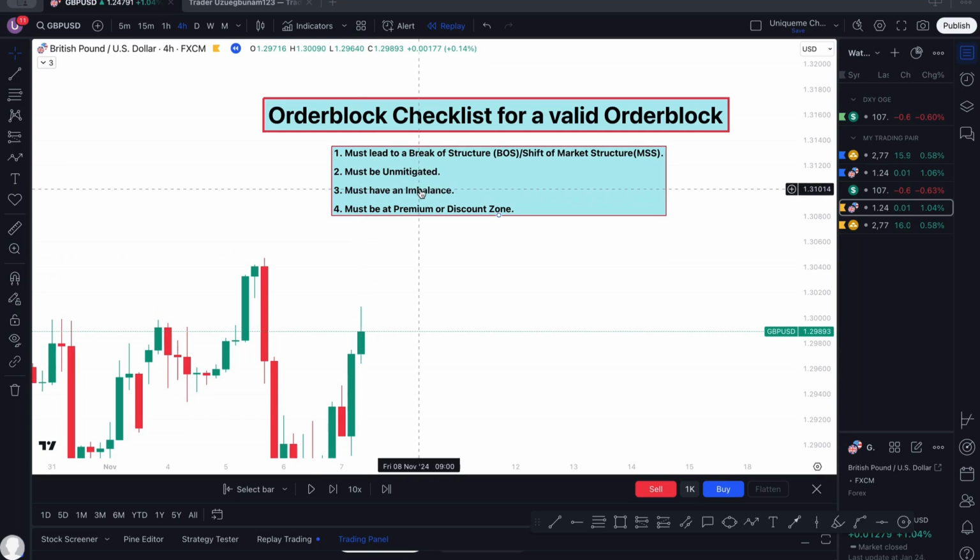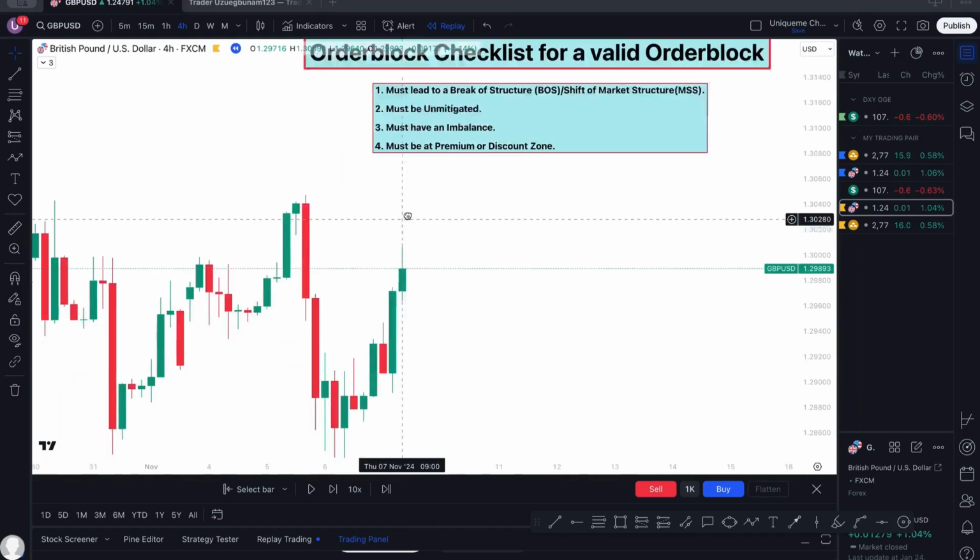Normally we know how a fair value gap or an imbalance is very strong in the market. There is no way markets get to those zones and the market does not react. So it will be good if you can have a good confluence of whether it has an imbalance. If it has an imbalance, it makes that order block a very, very strong order block. And the last question is, is it at premium or at discount? We all know that at premium we sell and at discount zones we buy.